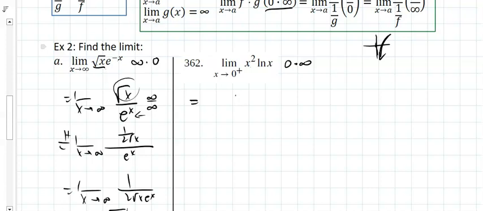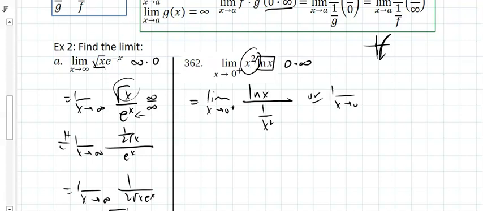The key, if you see an inverse trig function and you see a natural log, you never move natural logs. You have the option of saying this is the limit as x approaches 0 from the right of natural log of x divided by 1 over that, the reciprocal of x squared. Or you could say it's the limit as x approaches 0 of x squared divided by 1 over natural log of x. But we never move natural logs and we never move inverse trig functions. Now, the limit as x approaches 0, that's infinity. And 1 over 0 is infinity. Again, positive or negative makes no difference.